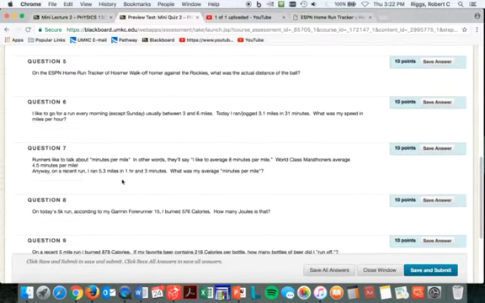But runners like to talk about minutes per mile. They'll say, I like to average 8 minutes per mile. Well, that's pretty quick for your average daily dude. World-class marathoners average 4.5 minutes per mile, which is just amazing. Anyway, on a recent run, I ran 5.3 miles in 1 hour and 3 minutes. First thing, convert that to 63 minutes. What was my average minutes per mile?